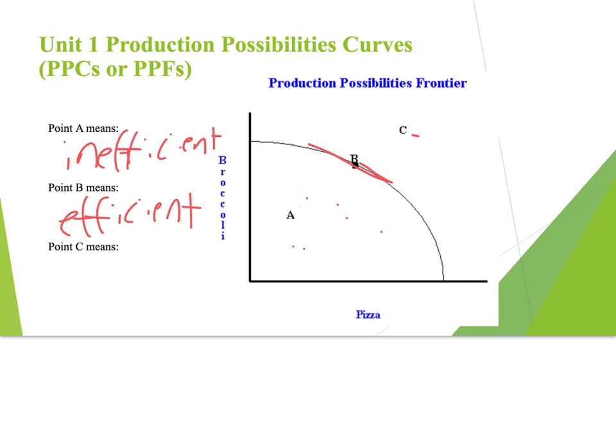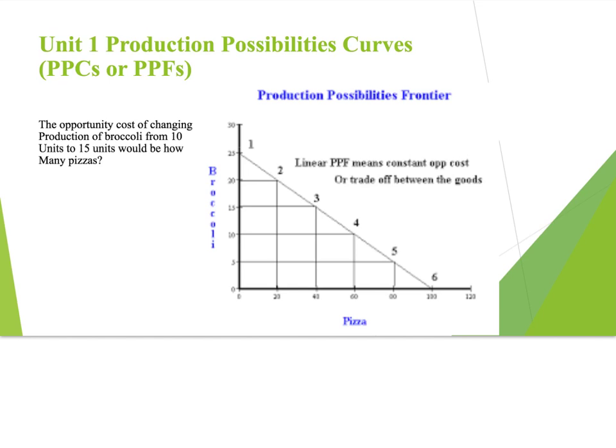And then any point beyond the curve would mean that it is unattainable currently, unless the society gets more resources or more technology to produce that much. So if we take a look at the other reason that we use production possibility curves, which is to show opportunity cost, we have the same production possibility curve with broccoli and pizza, and we have various levels.